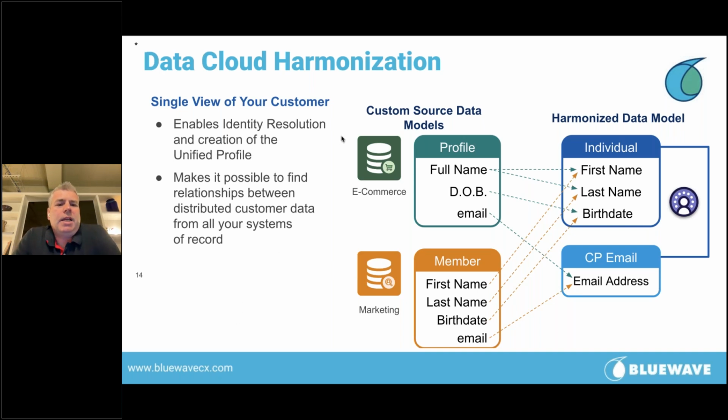So this enables identity resolution and creation of a unified profile. It makes it possible to find relationships between distributed customer data from all your systems of record. So really what we're saying there is when you do this mapping and run your identity resolution, it'll gather all that data up and center it around that individual you've mapped it to. And that's what then allows you to start to utilize that data more effectively.